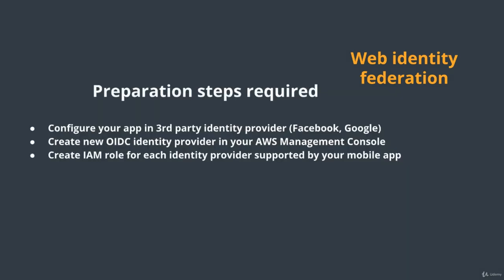There are some preparation steps required to make it work in AWS. You should configure your mobile app in third-party identity provider, like Facebook or Google, and receive a unique app ID. You should also create OpenID Connect provider in AWS Management Console, and you should create an IAM role for every identity provider you are going to use. This role should have sufficient permissions inside your AWS account, and potentially you should create different AWS roles for different user roles in web application.